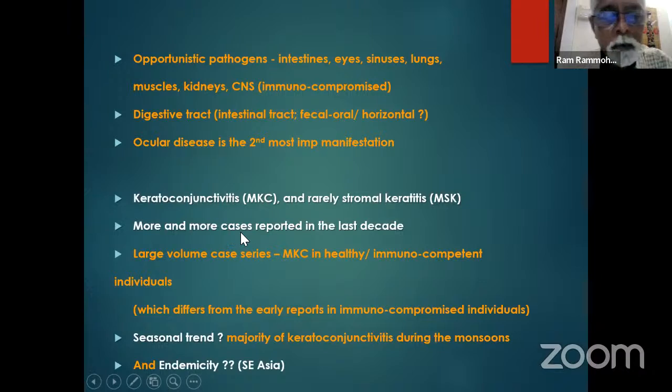What we know is that there are more and more cases being reported in the last decade. I'm talking specifically with respect to India and South India. Most of these, of course, are superficial, but more and more stromal cases are presenting to us, including a few which are bilateral. Is there a seasonal trend? Yes, there seems to be a bias towards more occurrences during the monsoons. And is there an endemicity? There are a few places, Thailand and some parts of Southeast Asia, where endemicity has been reported, but nothing in detail has been published so far.